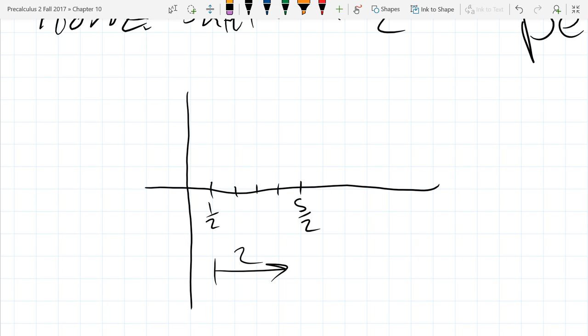Now remember, fractions only suck if you don't have common denominator. So if I go to common denominator, 2 is 4/2. So you can see, yes, there's 1/2, and then I'm going to go 4 more halves. And that'll get to the full period. So any questions on just laying out the x-coordinates of this period?